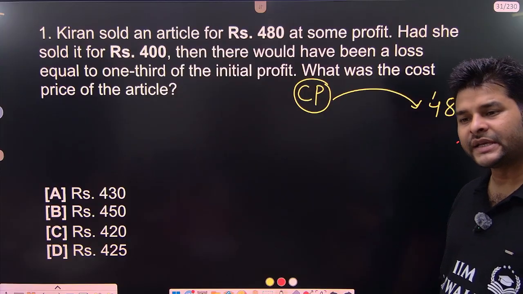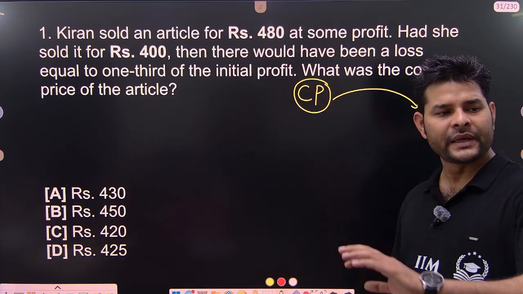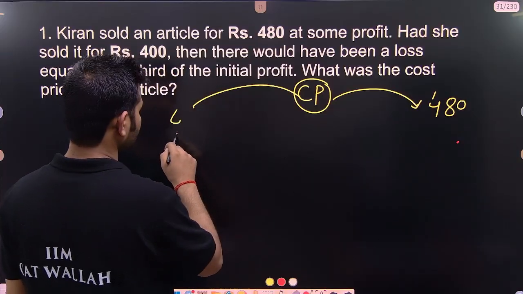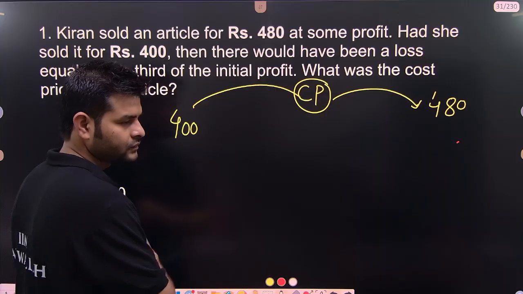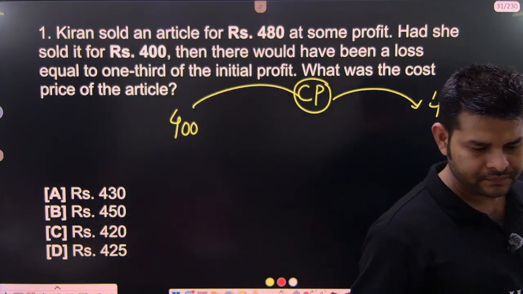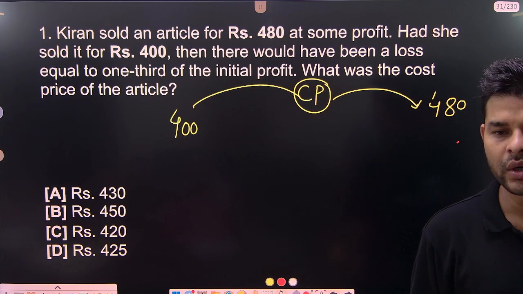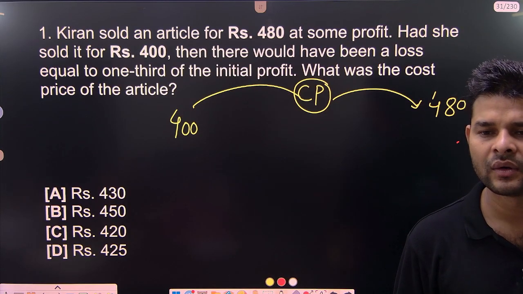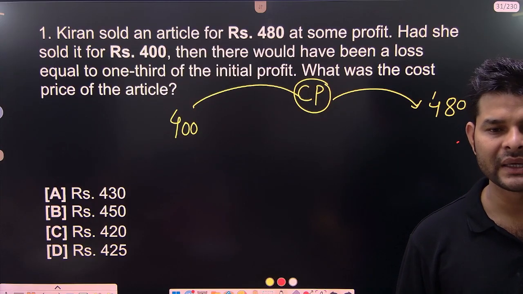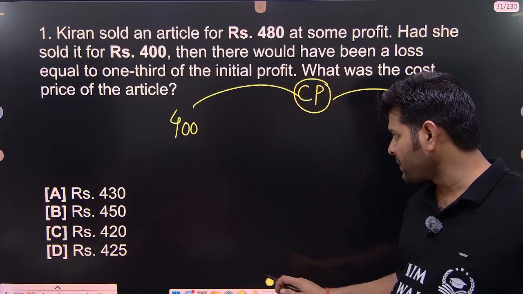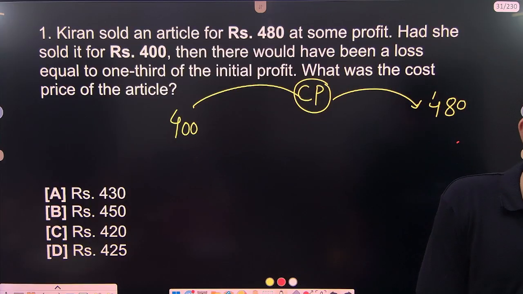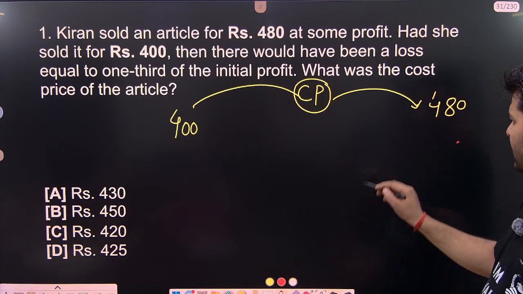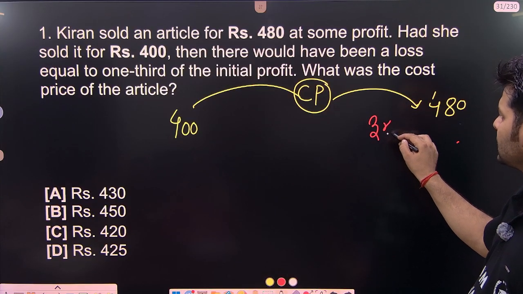But the question is, if he had sold it at rupees 400, there must be a loss. अगर 400 रुपए में बेचेगी तो पक्का उसको लॉस होता, बट जो लॉस है वो यहां पे हुए प्रॉफिट का 1/3 है. So suppose the profit here is 3x, so the loss would be x.